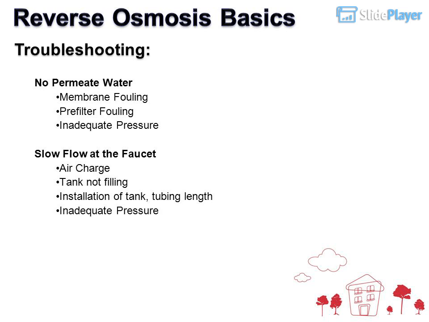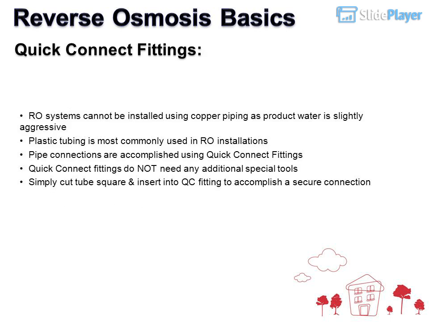Troubleshooting. No permeate water: membrane fouling, pre-filter fouling, inadequate pressure. Slow flow at the faucet: air charge. Tank not filling: installation of tank, tubing length.